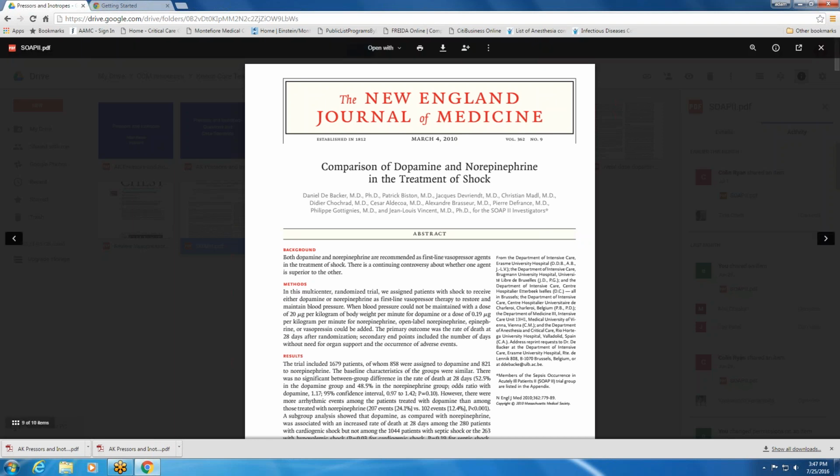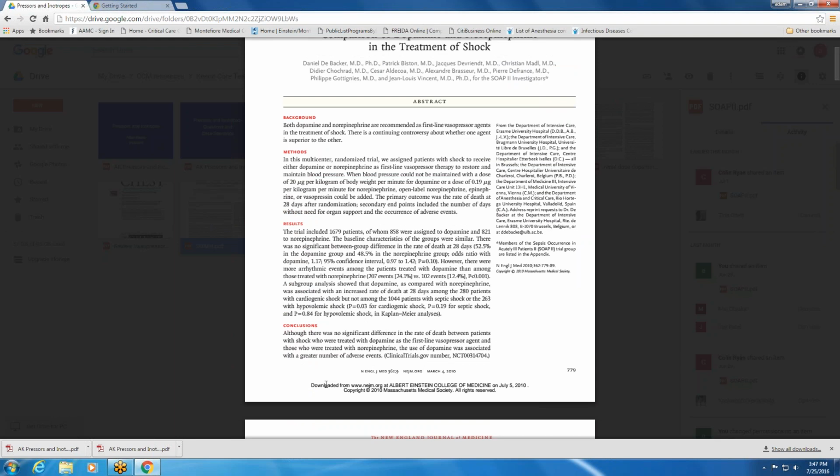No difference really in outcomes between norepinephrine and dopamine. They did show a decreased incidence of AFib in patients who received norepinephrine than dopamine, but that was about the only difference. And then, somewhat counterintuitively, on subset analysis they showed that patients who had cardiogenic shock states did worse on dopamine than norepinephrine, which was a little bit counterintuitive.